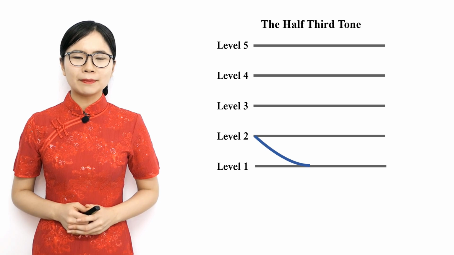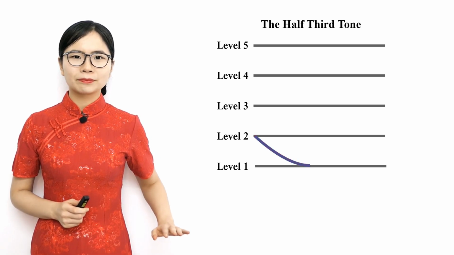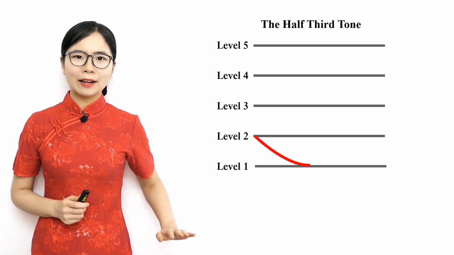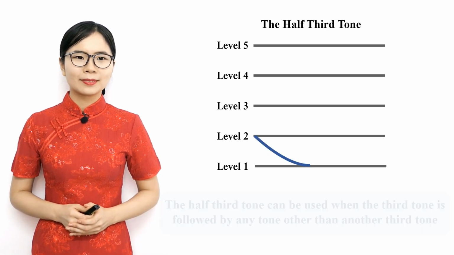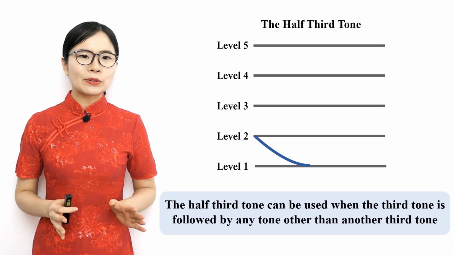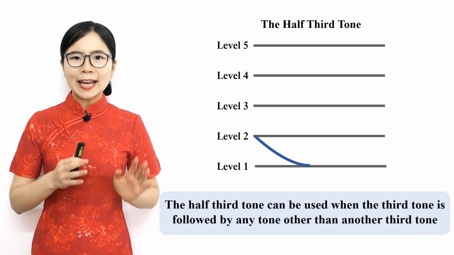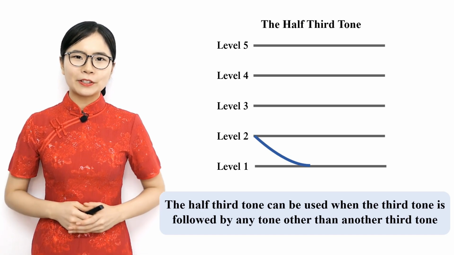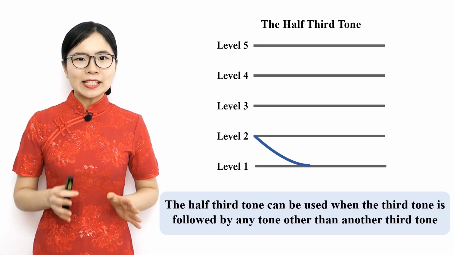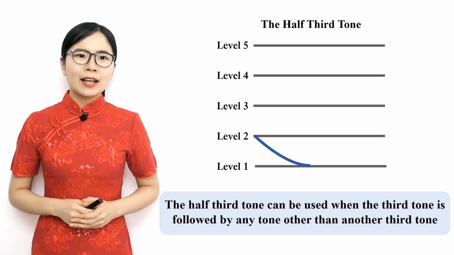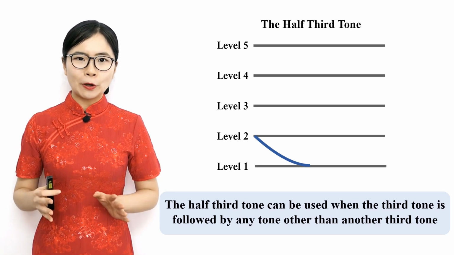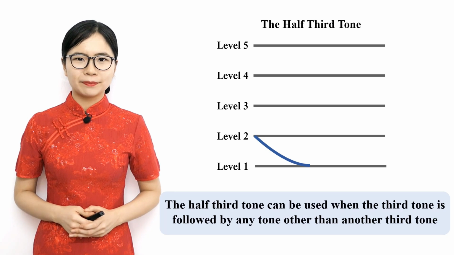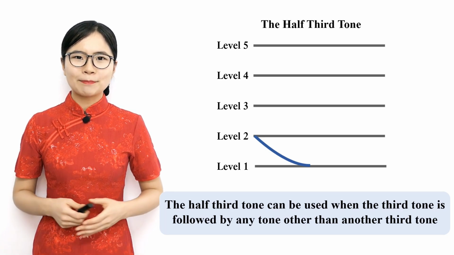Please repeat after me. Ma, ma, ma. The half third tone can be used when the third tone is followed by any tone other than another third tone. Because it's easier and quicker to pronounce, the half third tone is the most common way you will hear the third tone pronounced in daily conversation. Let's have a look at some examples.